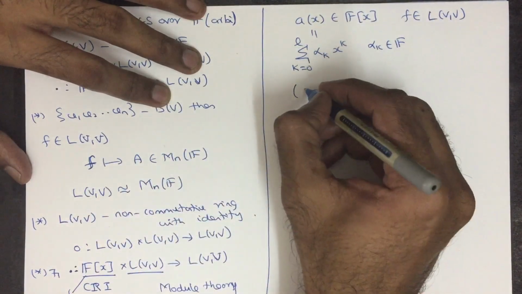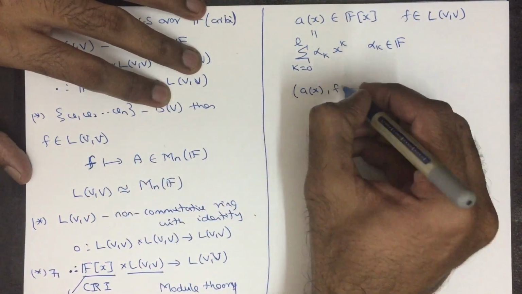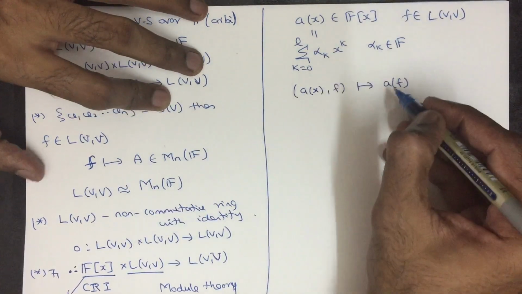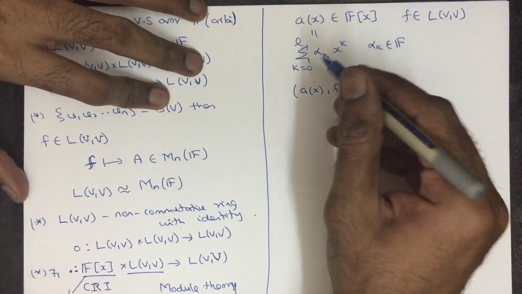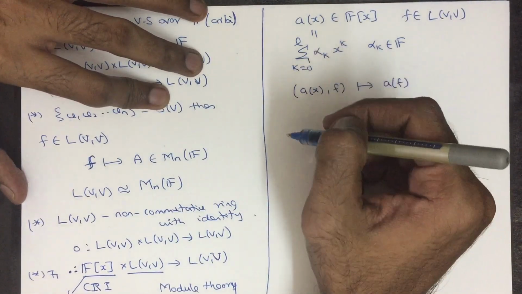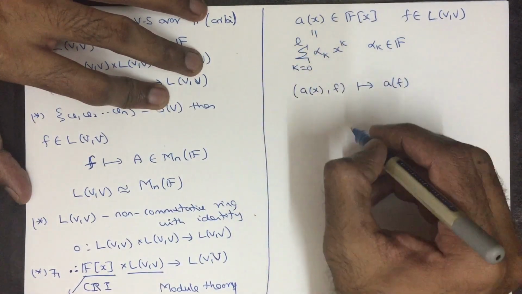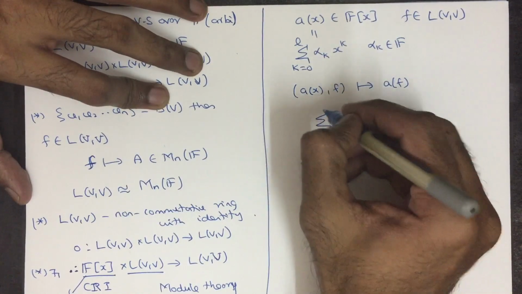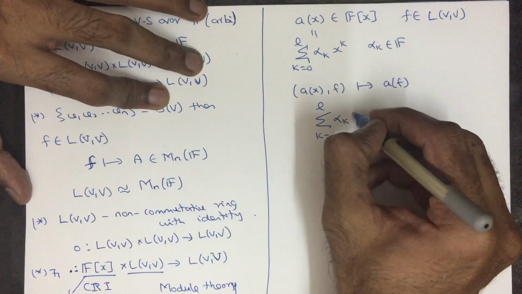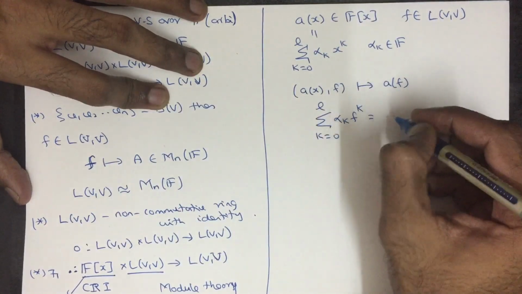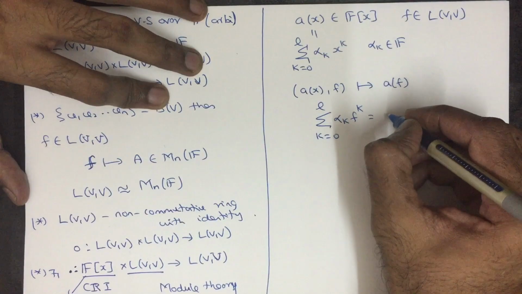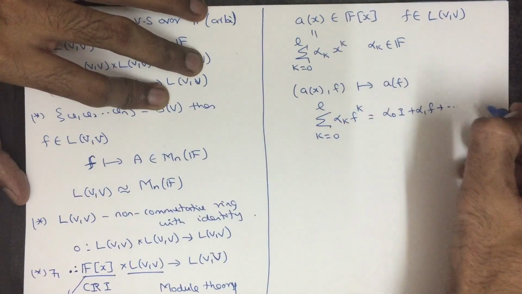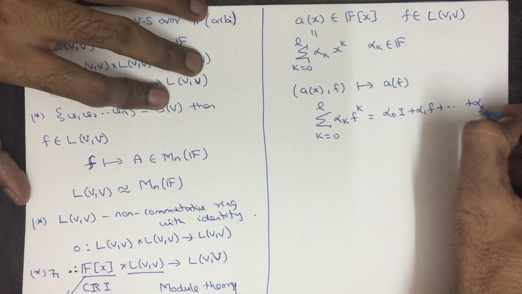So, this structure is given as a of x with f mapped to a of f. What we do is we just replace x by f, and we have to show that the resulting one is a linear map. It is simple. What we get is the summation k running from 0 to L of alpha k f to the power k. So, what is this? This is nothing but alpha naught into I plus alpha 1 f plus etcetera up to alpha L f to the power L.